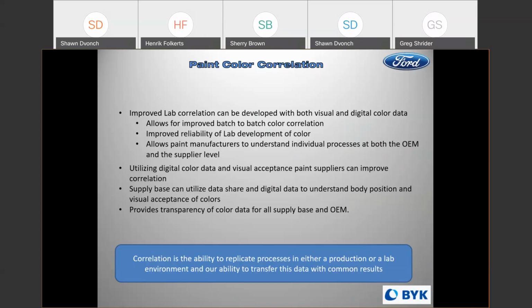And then basically, at the end of that, obviously we can improve our correlation, we can utilize data share for visual acceptance of colors. And I think the most important thing is it opens up communication channels, and color is not proprietary. It opens up the transparency of color data for the supply base and the OEM and us as the manufacturing facility as well. So I think about correlation. It could be correlation slash communication. That is the most important part at this stage.